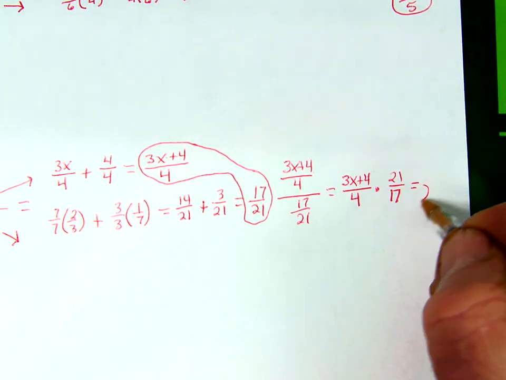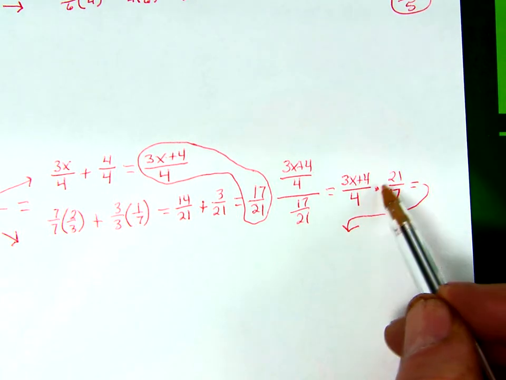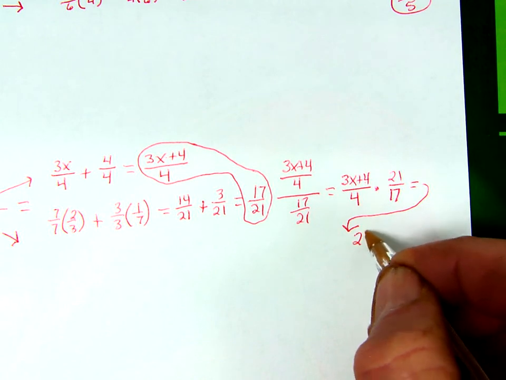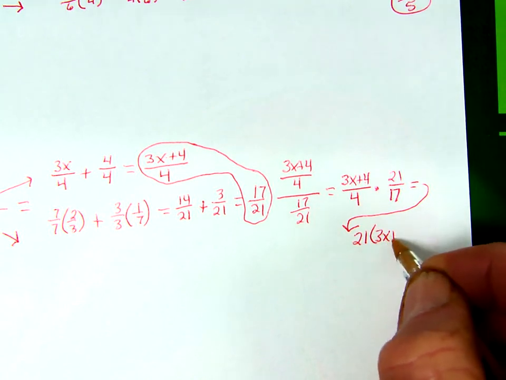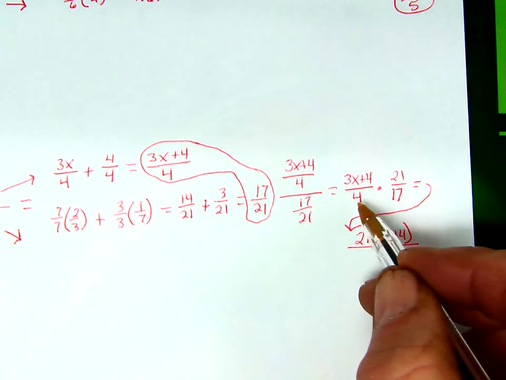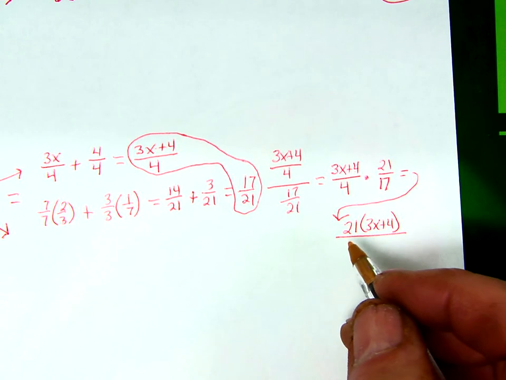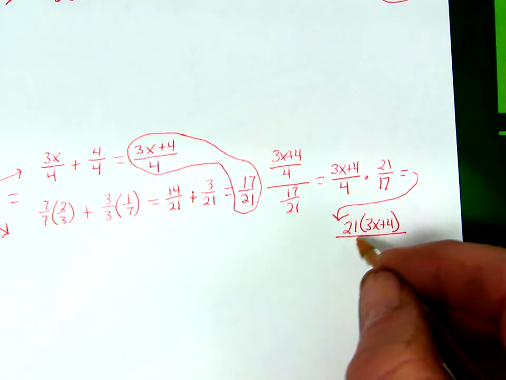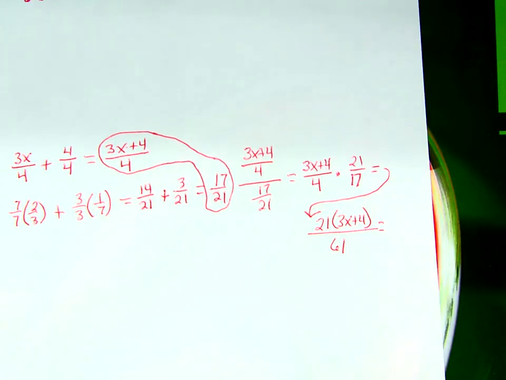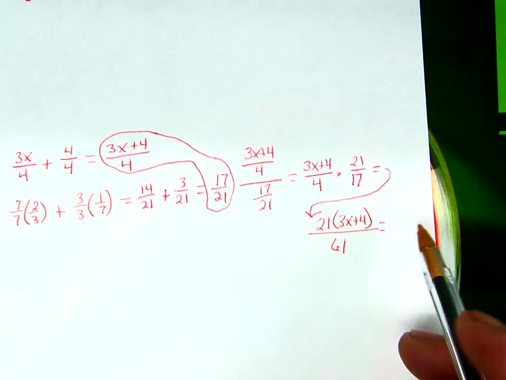Okay, I'm going to go down here now. So we have 3x plus 4 times 21. I'm going to write it this way. 21 times 3x plus 4. That goes on the top, and on the bottom, 4 times 17. Well, 4 times 17, I believe, is 61. And now, here we are. Distributive property, and we should be done.